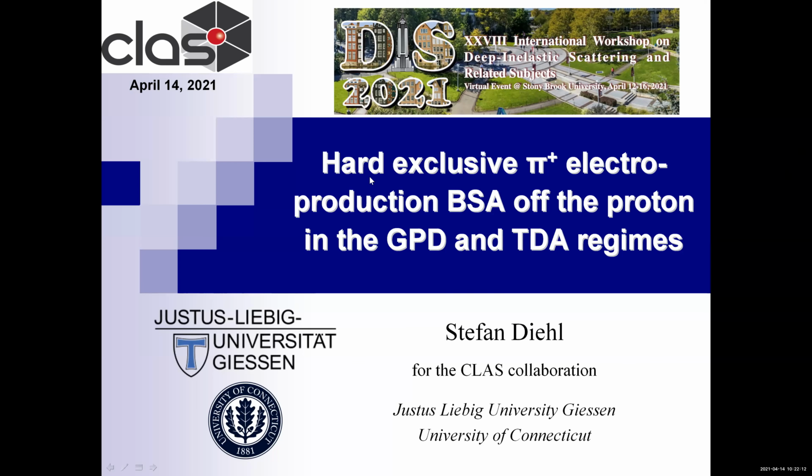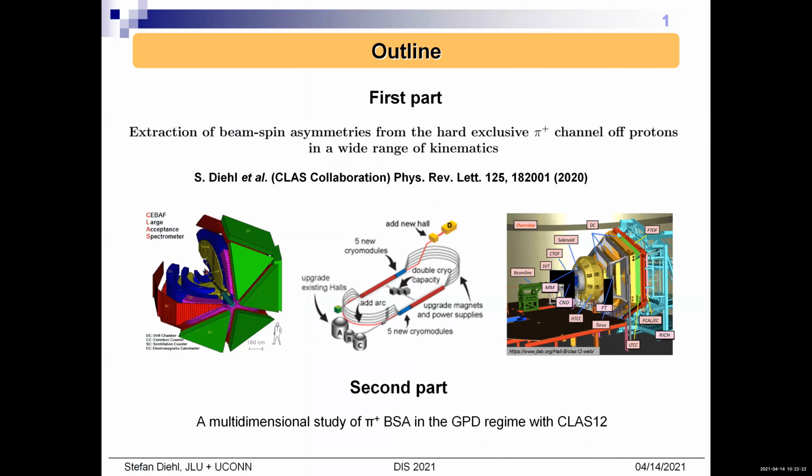Okay, yes. Hello, everybody. I will talk about the hard-exclusive π+ electroproduction beam spin asymmetry of the proton in the GPD and TDA regimes. The first part of my talk will focus on the extraction of the beam spin asymmetry from hard-exclusive π+ over a wide range of kinematics, which was performed with data from the old CLAS detector and which was published in PRL last year. And in the second part, I will then do this more precisely with a multidimensional study of π+ BSA in the GPD regime with the new CLAS12 data.